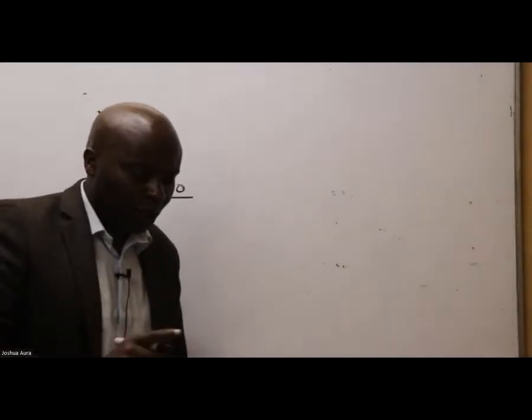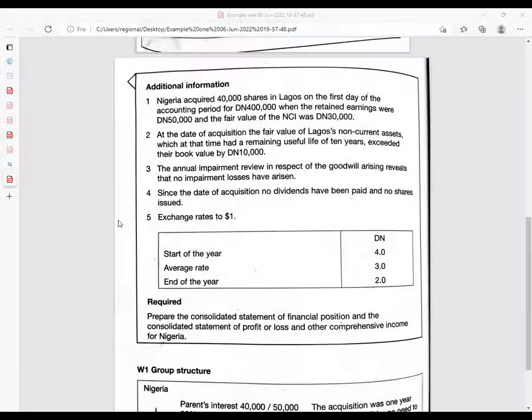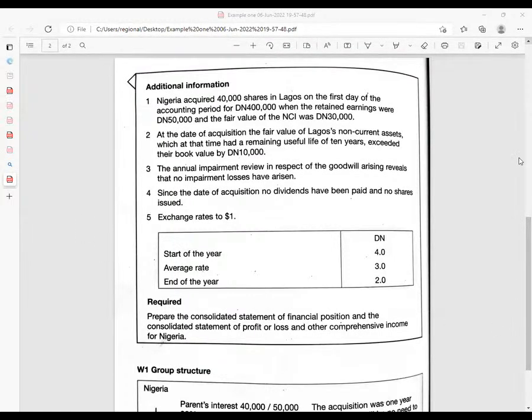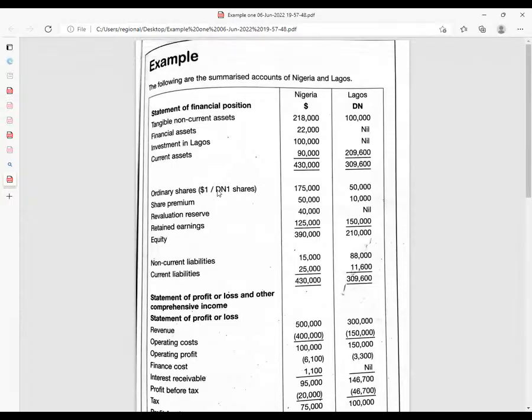Please go to the statement of financial position of Lagos and read the number of shares that Lagos has in full. So Lagos has how many shares in total? Look at this. It's ordinary shares, DN1 shares, meaning that the par value is 1 across the board. So remember to get the number of ordinary shares, we normally take the share capital. Like now you can see the share capital of Lagos is 50,000.